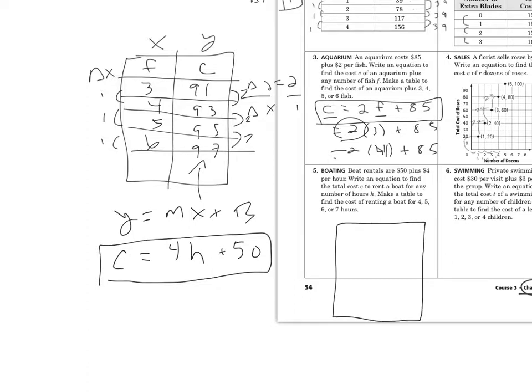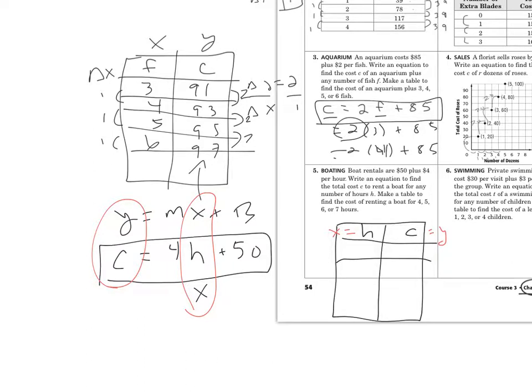So again, we want a table. We want hours here. We want cost here because hours are on the x side of the equation and the cost is on the y side of the equation. So remember, this is x, the left side, and the right side is y. So then what we want to do is plug in 4 hours, 5 hours, 6 hours, and 7 hours. And to do 4 hours, we're going to do 4 times 4 plus 50. So that would be 16 plus 50 is $66.